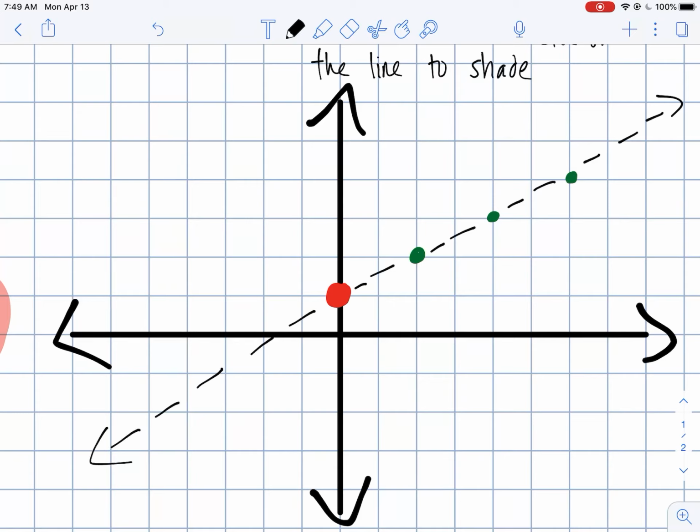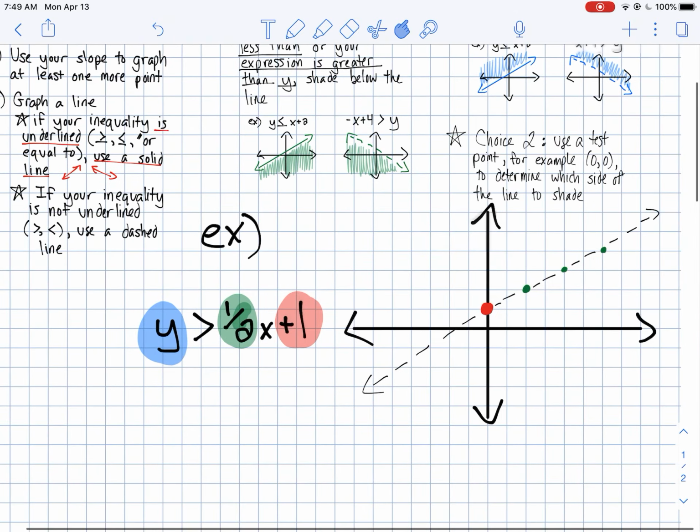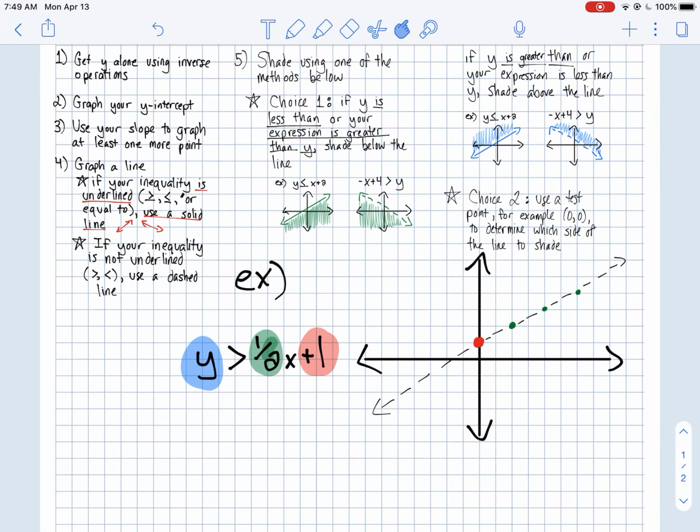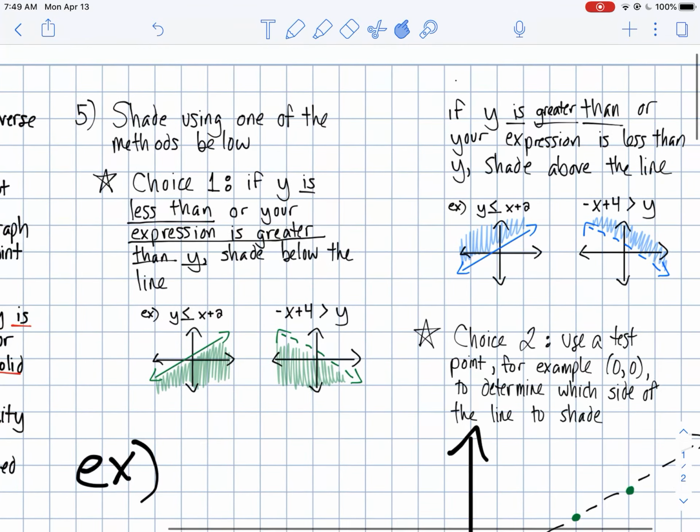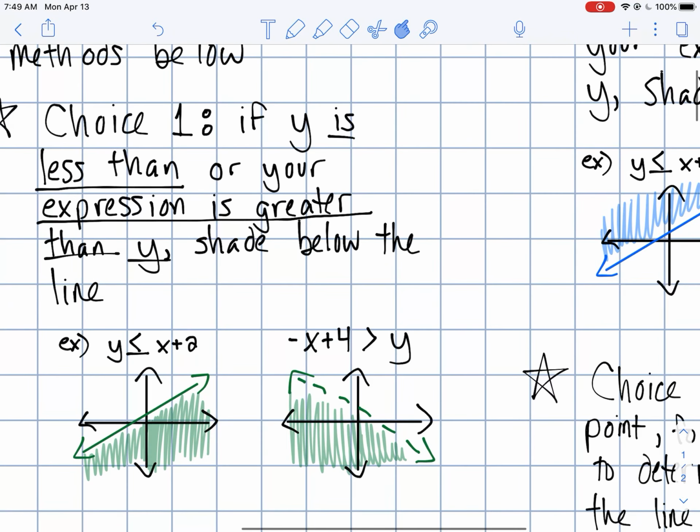We'll go over what a solid line looks like too in a bit. We'll go over an example with one of those. But now I've got myself a dashed line. So now my fifth step, and this is the one that's tricky. You have a couple of choices here. You're going to shade using one of the following methods.